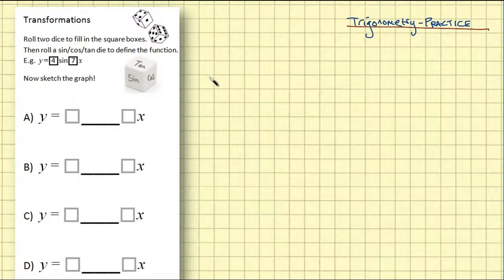Right, this is a practice video on transformations, and what we've got to do is generate some random problems. So we've got problem A, problem B, problem C, and problem D. We're going to roll 2 dice to fill in the square boxes, and then roll a sine, cos, tan die like this to define the function. Then we can go ahead and sketch the graph. Let's start by rolling our dice.